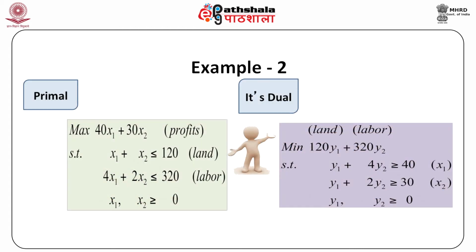The primal problem is to maximize 40x1 + 30x2 profits subject to x1 + x2 ≤ 120 for land, 4x1 + 2x2 ≤ 320 for labor, and x1, x2 both ≥ 0. Its dual will be minimize 120y1 + 320y2 subject to y1 + 4y2 ≥ 40 for x1, y1 + 2y2 ≥ 30 for x2, and y1, y2 both ≥ 0.